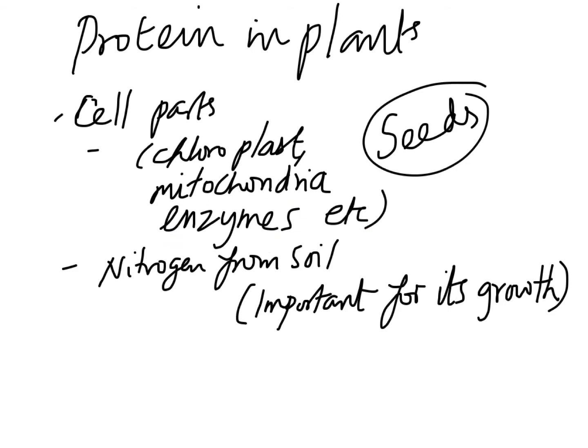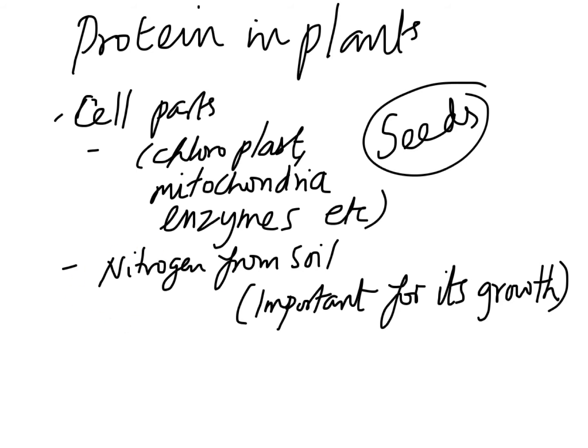Enzymes are just protein, and for the plant to make this protein, it needs this element from soil, nitrogen, and it's important for its growth as well. So if plants don't make protein, they don't grow properly. If it doesn't get enough nitrogen, its growth is affected. So for a plant to grow healthily, it needs to make a lot of protein, and it needs nitrogen from the soil.